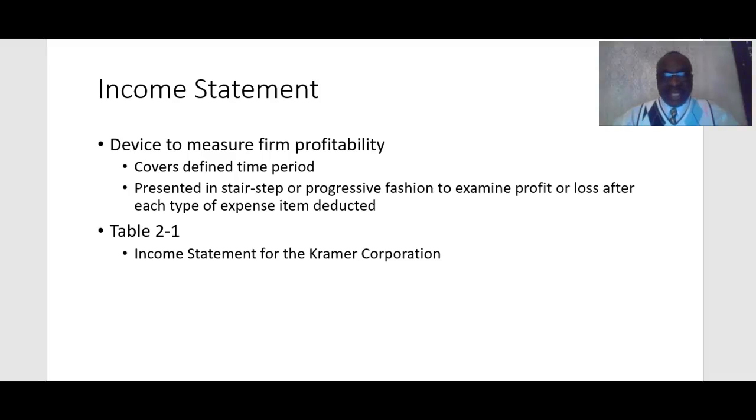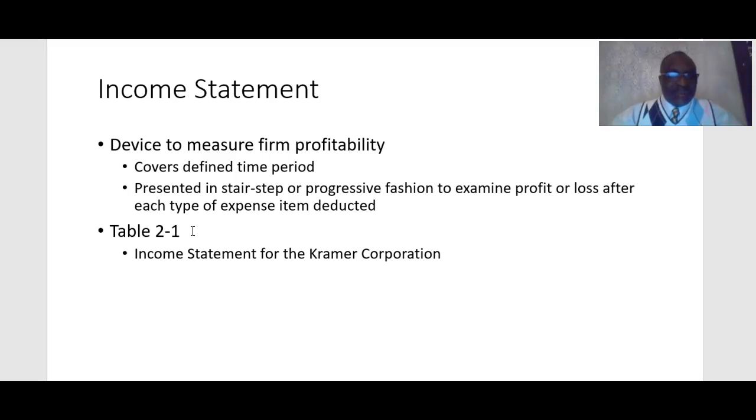And the heading of the income statement is particularly important when you compare that heading with that of the balance sheet. The balance sheet actually represents the financial position of the company, which is the net worth of a company as of a given date. December 31, for example, June 30, for example. The income statement is presented in a step or progressive fashion to examine profit or loss after each type of expense item deducted.